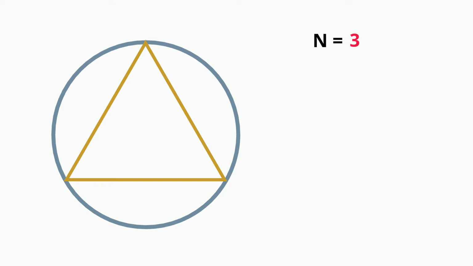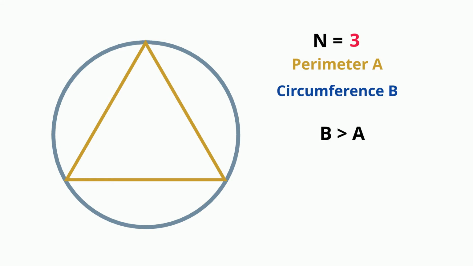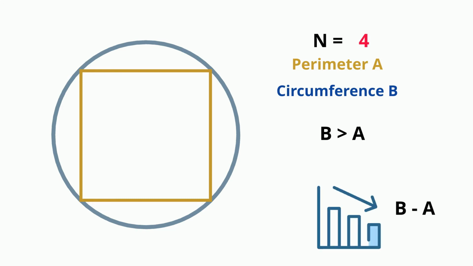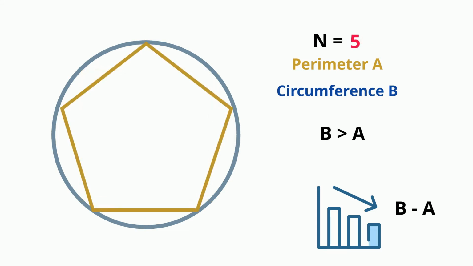Let us draw a circle and inscribe a triangle within it. Let us say that the perimeter of the triangle is A and the circumference of the circle is B. It is evident that A is less than B. If we make it a square, A will still be less than B, but the difference of B and A will be lower now. Let us try a pentagon, hexagon, and so on.